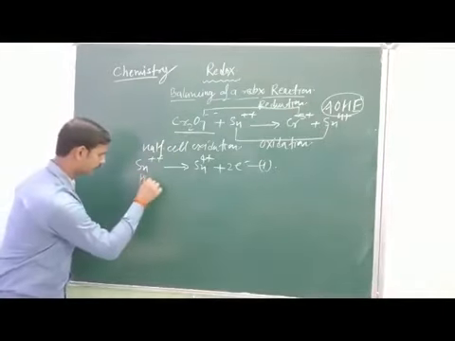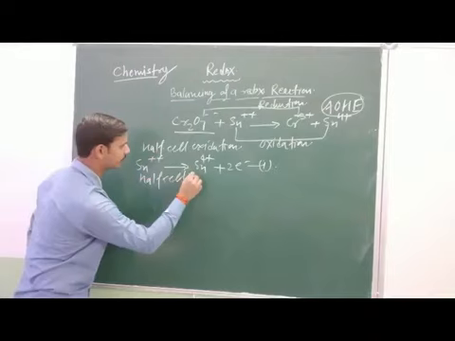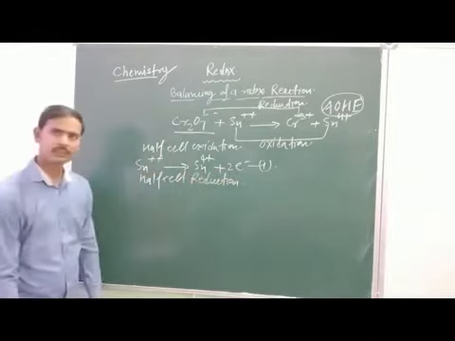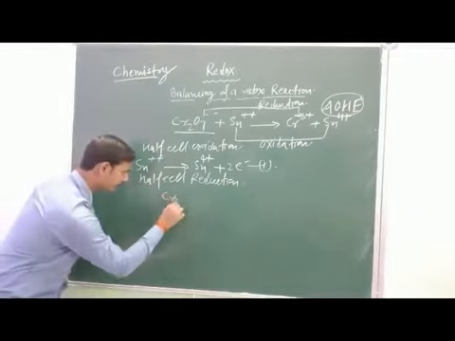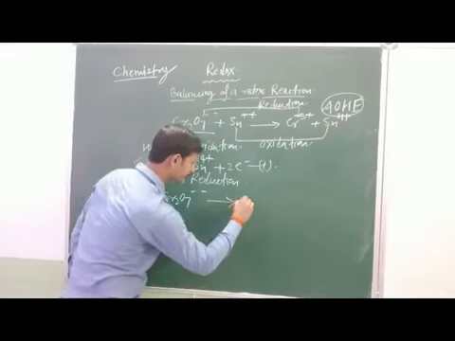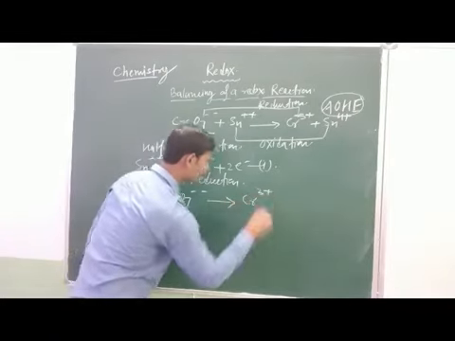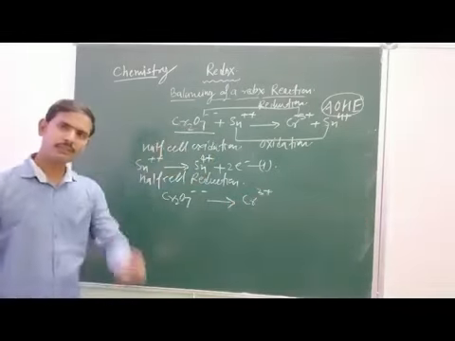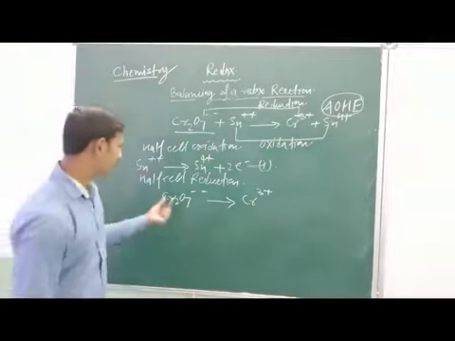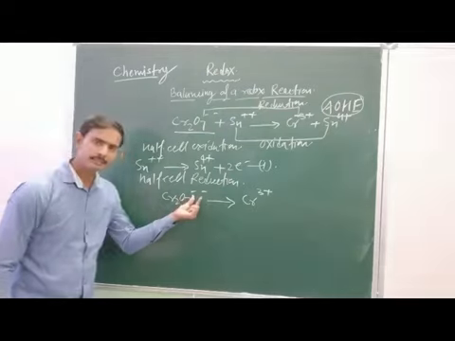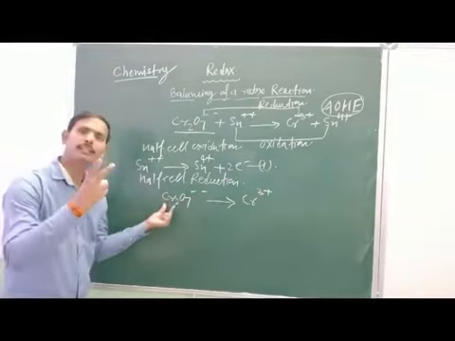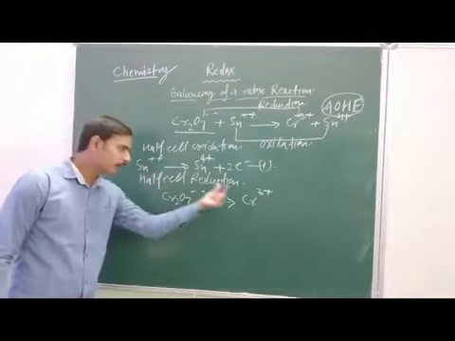And the second half solution, right here, the reduction. That means Cr2O7 2- gives Cr3+. But here I told you only one step. How can we write single line balancing? Cr2O7 2- to give Cr3+. How many atoms of Cr? 2 Cr in the reactant. How can we balance the atom?